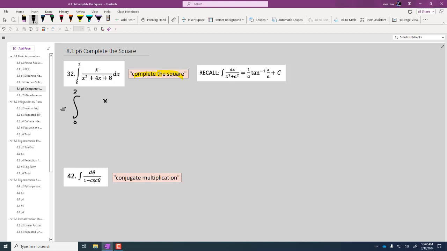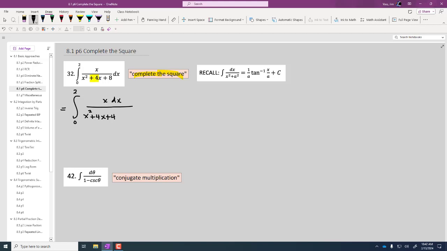So we've got our x, I'll put it as x dx in the numerator. In the denominator, how do we complete the square? Take the coefficient of x, divide by 2, and then square it. So if we take that 4, divide by 2 and square, we get a 4. So this would be a perfect square trinomial: x squared plus 4x plus 4. That's what we want.